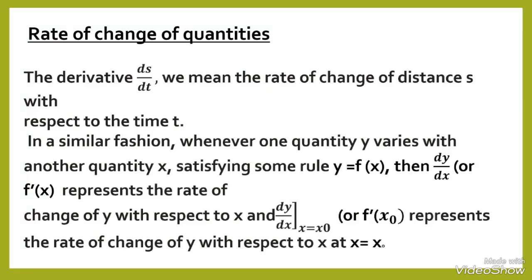The first concept of application here is the rate of change of quantities. We already know ds by dt. Here ds by dt denotes the rate of change of a quantity. The derivative ds by dt denotes the change of distance with respect to time. Here ds by dt represents the change of distance with respect to t.